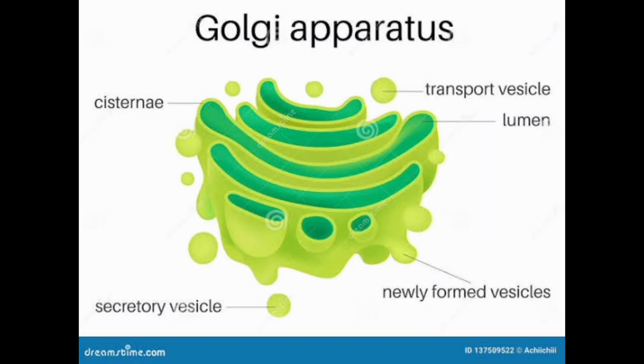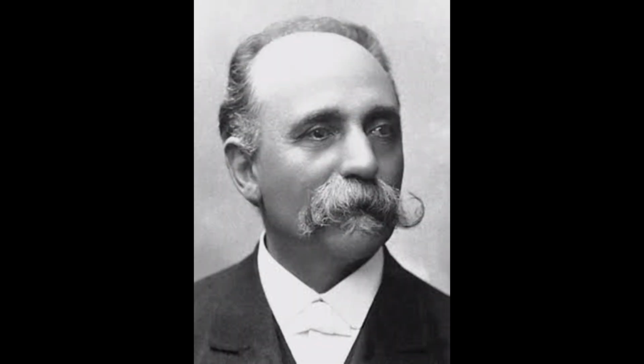So moving on with the Golgi apparatus. The Golgi apparatus was first described or discovered by Camillo Golgi. Camillo Golgi was a great scientist born in Corteno near Brescia in 1844.